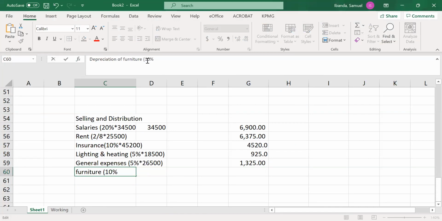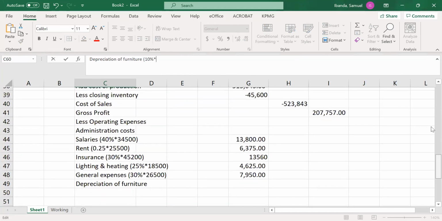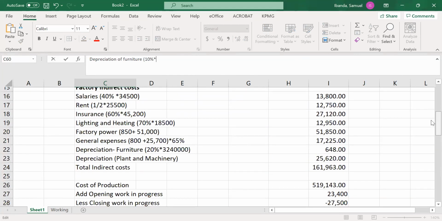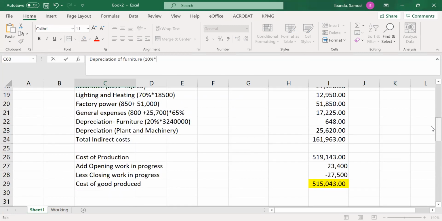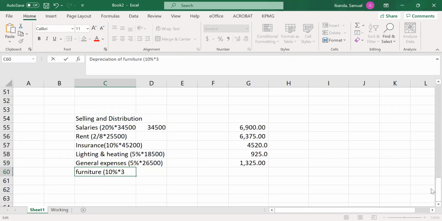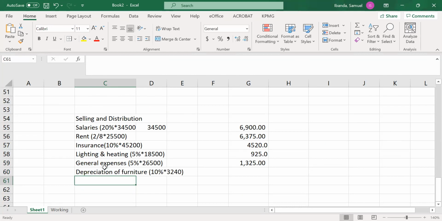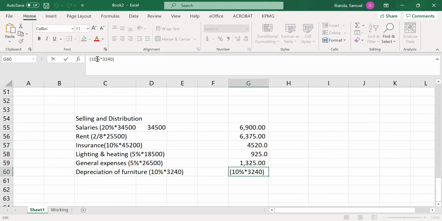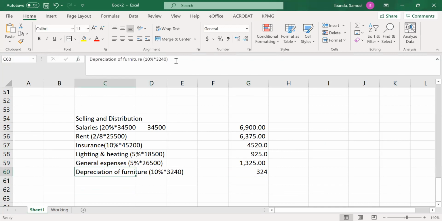I'll just put here 10% times the depreciation for furniture, I'll pick again a lift from what I had here. It was 3,240 basically. 3,240 like that. That is what I basically have. We can just try to get the answer here, which gives me 324 here.